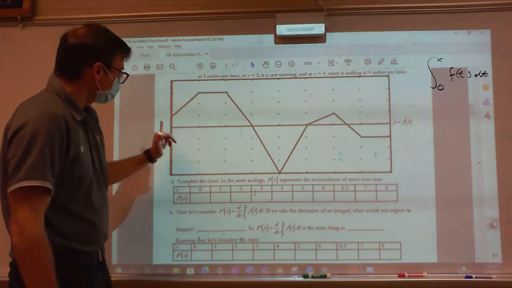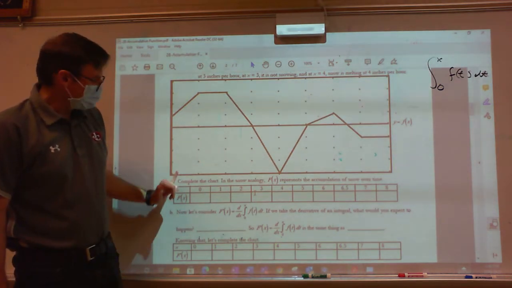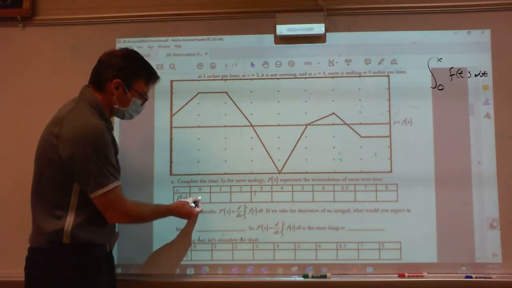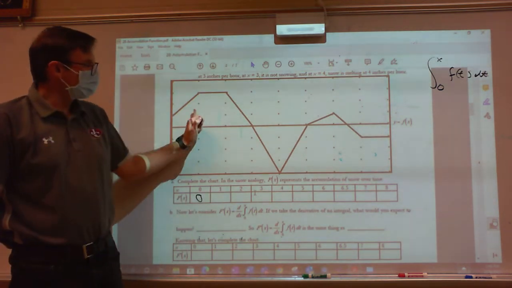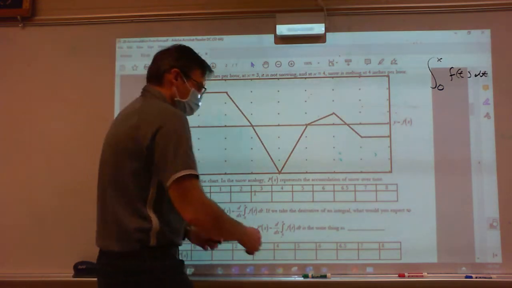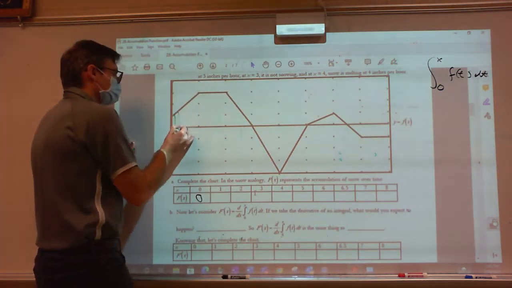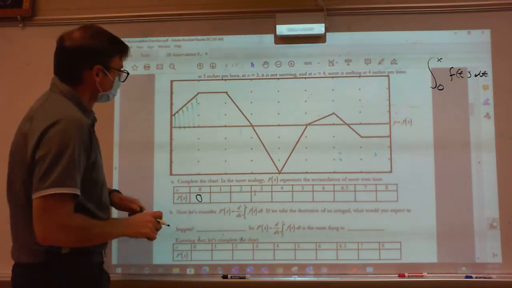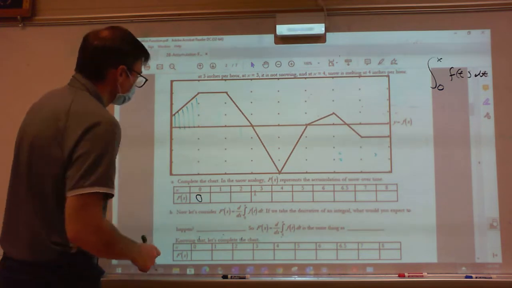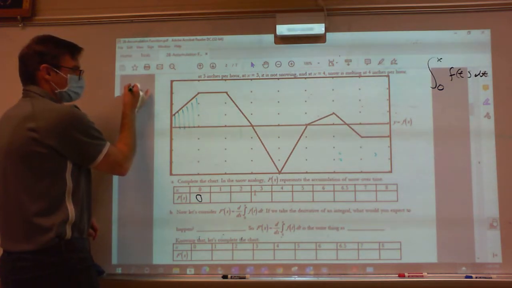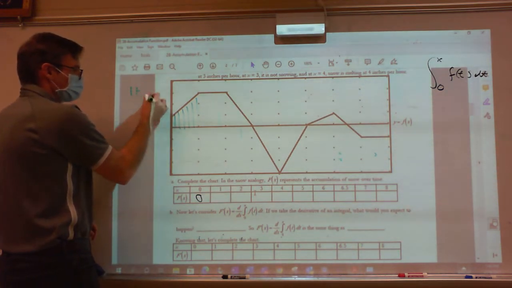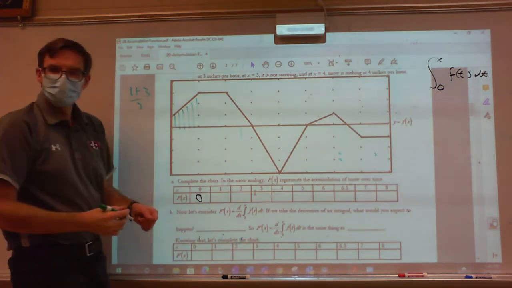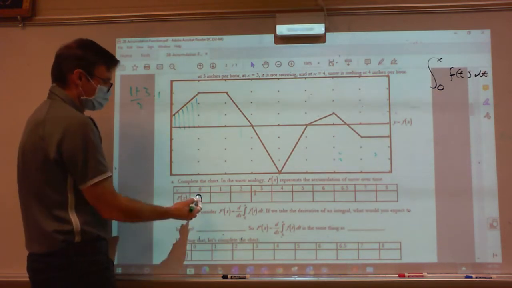All right, so let's look. At 0, have we gone anywhere? Nope, so it's easy to figure out that's a 0. If I go to 1, I've accumulated some area. And so I've got to figure out that area that I've accumulated up to 1. Let's say that's a trapezoid, so I'm going to take the average of the bases, which is 1 plus 3 divided by 2, times the height, which is 1. Are we okay that that's a 2?